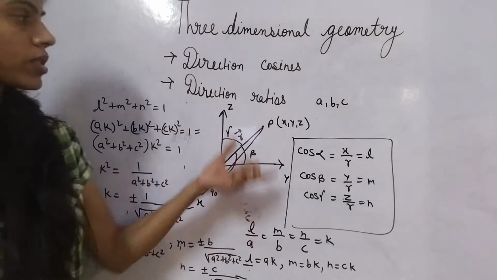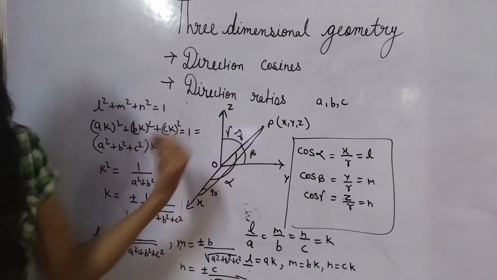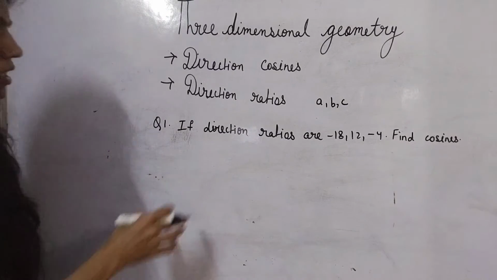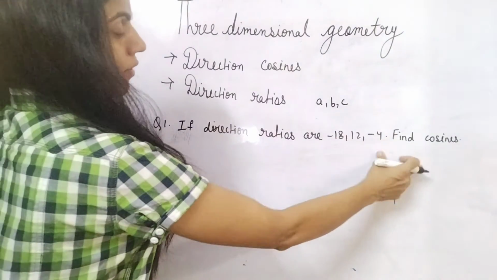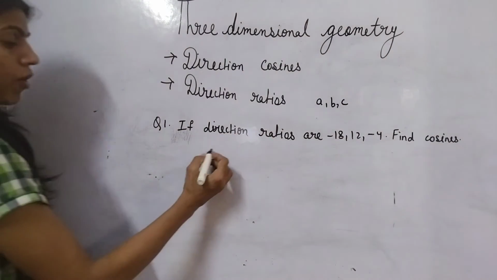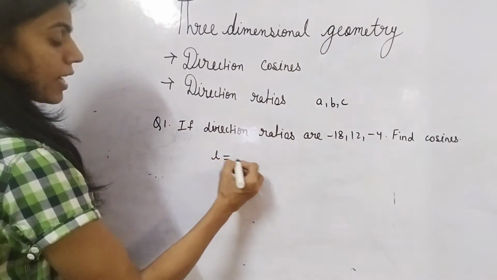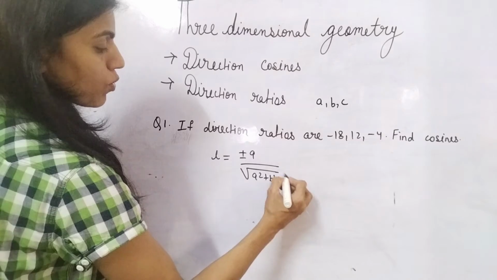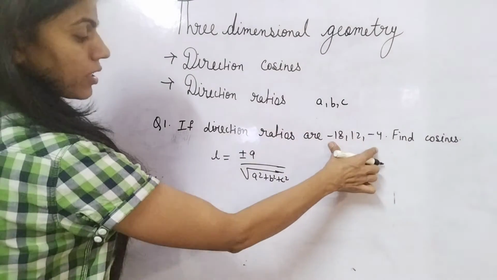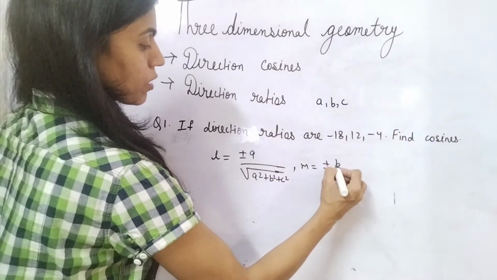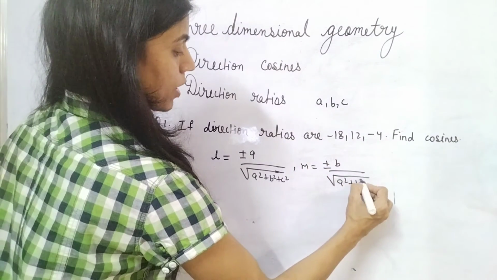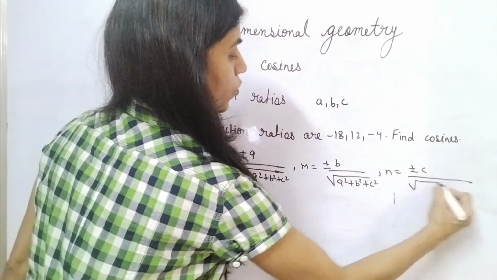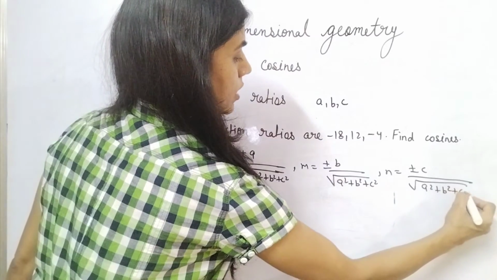So students, this is the concept of direction cosines and direction ratios. Now let's solve one question based on this. So students, this is the question. If the direction ratios are these, then find the direction cosines, right? So what is the formula for this? Students, direction cosines means l is equal to plus minus a upon root of a square plus b square plus c square, and a, b, c are what? Students, direction ratios. m is equal to plus minus b upon root of a square plus b square plus c square, and n is equal to plus minus c upon root of a square plus b square plus c square, right?